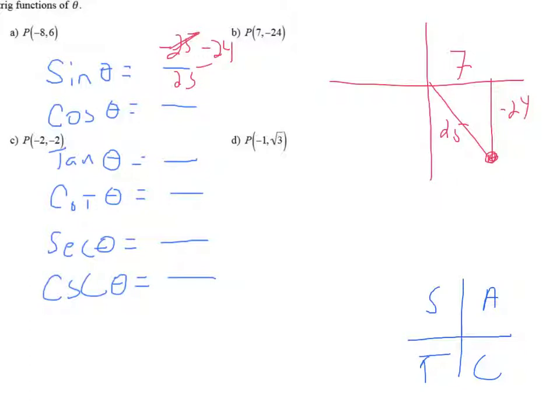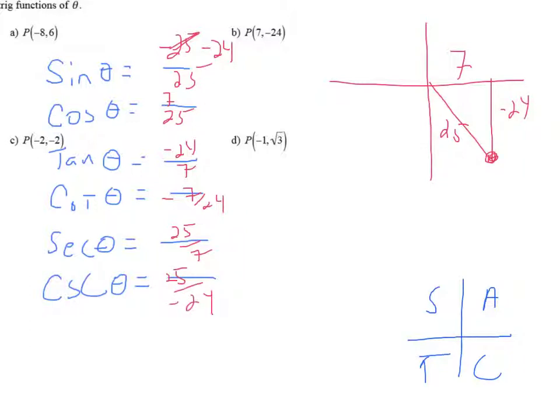So then we're going to do the cosine, which is 7 over 25. Cotangent will be negative 24 over 7 because it's the opposite side over the adjacent side, right? Then we're going to take the reciprocals, which becomes negative 7 over 24. Take the reciprocal of the cosine, which is 25 over 7. And 25 over negative 24.